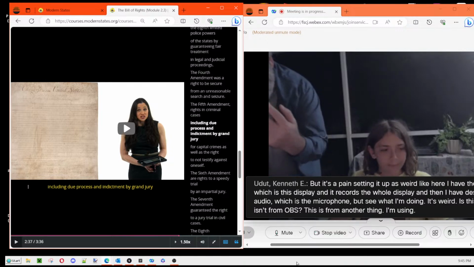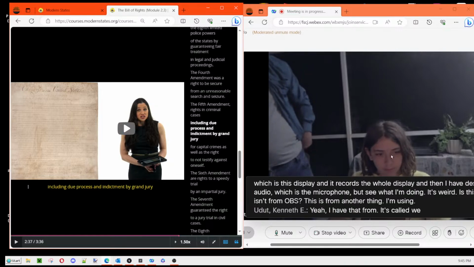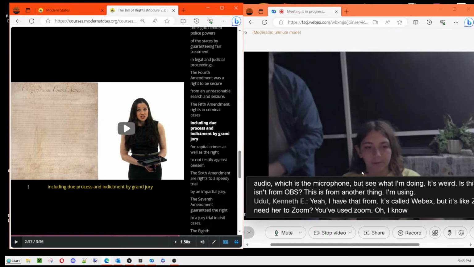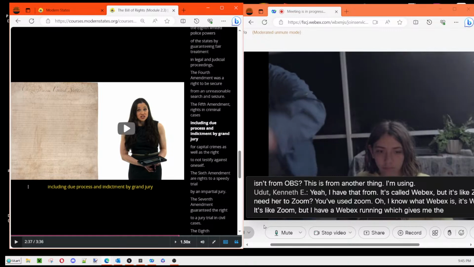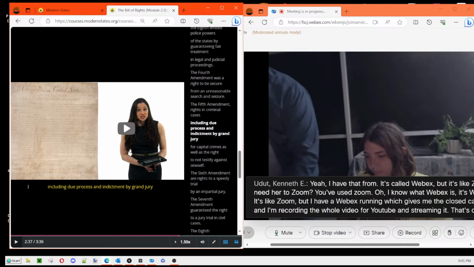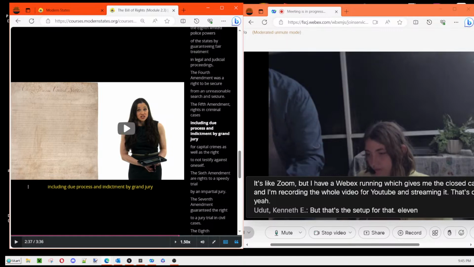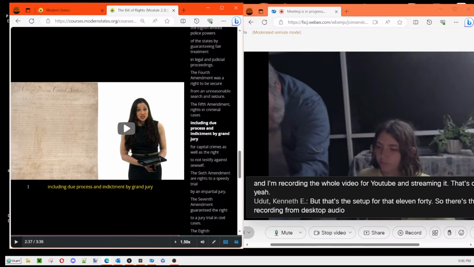I have the closed captions from WebEx, which is like Zoom. You've heard of Zoom, you've used Zoom, right? I have a WebEx running, which gives me the closed captions, and I'm recording the whole video for YouTube and streaming it. So that's the setup. There's the audio recording from desktop audio. There's special effects you can do too.